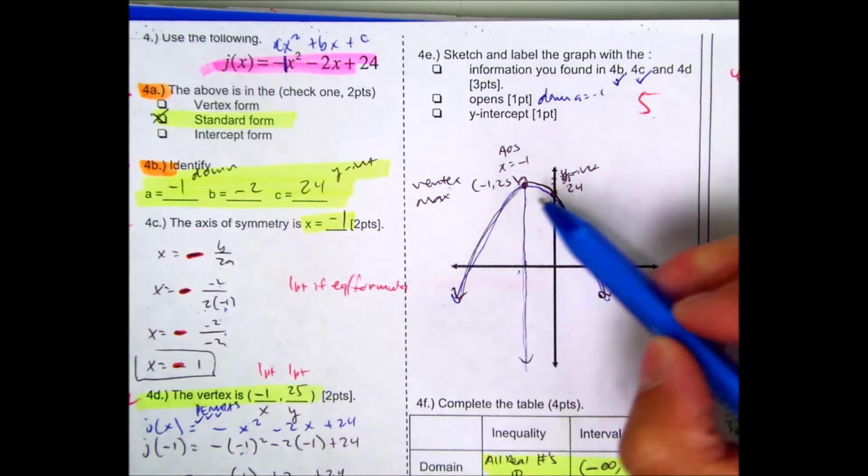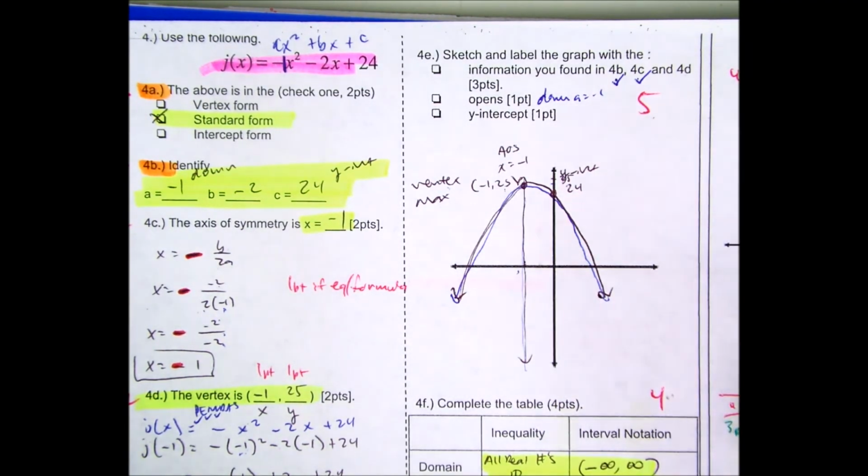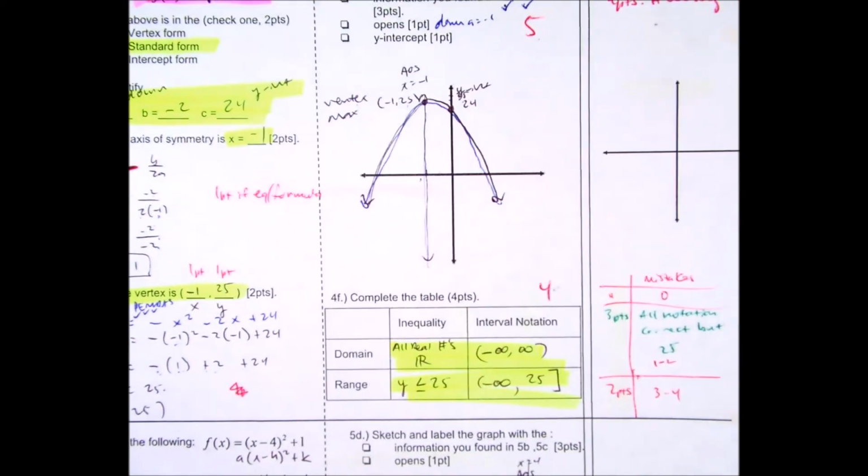Now, let's just say you got the vertex wrong. I gave you 4 points if you have all of this correct. For F, complete the table.